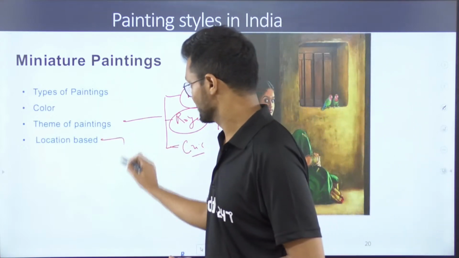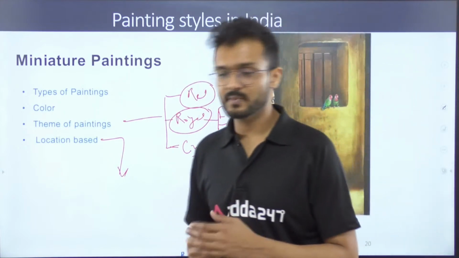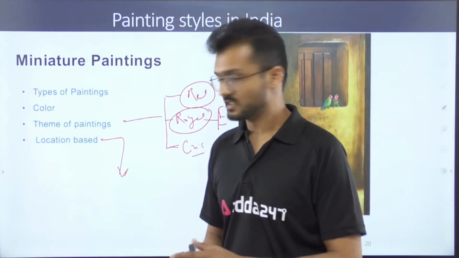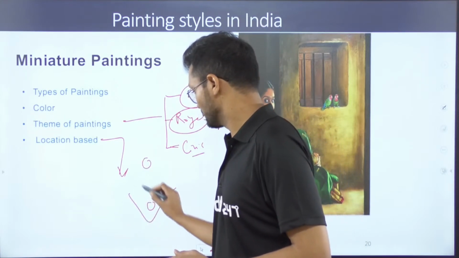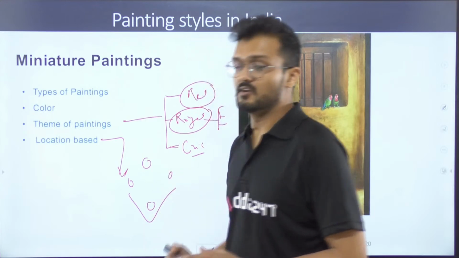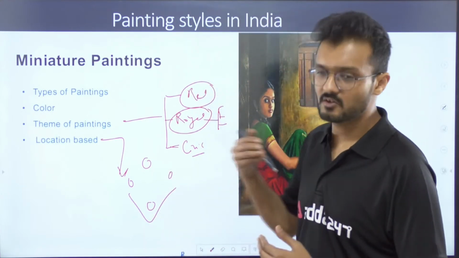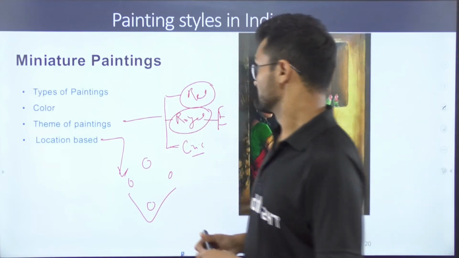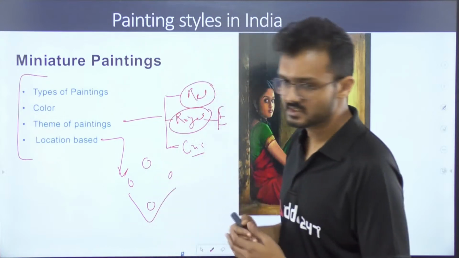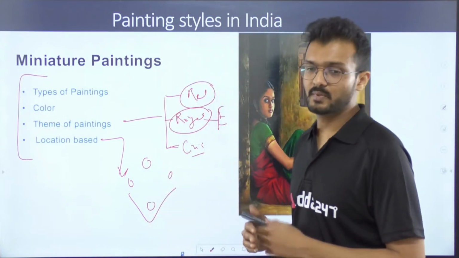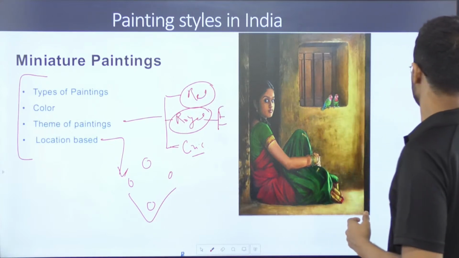Okay, then there is location based painting. In location based painting, we divide the paintings on the basis of location, like whether they are from North India, from South India, or from West or East India. Also, whether they are drawn in rural India or in the cities. So on the basis of these things, we define the miniature paintings. We divide the paintings into different forms. Now let's move to the next one.